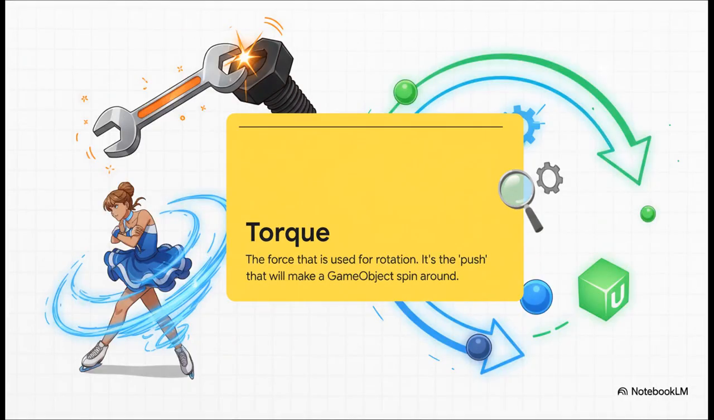And the specific push we need to make things spin has a name: torque. It's actually a really simple concept. If you think about force as the push that makes an object move in a straight line, torque is the twist that makes it spin. When you use a wrench to tighten a bolt, you're applying torque. When you open a stubborn pickle jar, you're applying torque. In Unity, AddTorque is the official, physics-correct command we use to ask a rigid body to please start rotating.